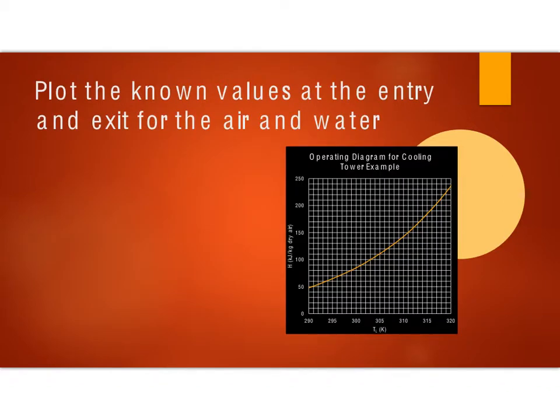So the first step would be to plot the known values at the entry and exit for the air and water. So we have in our problem statement that the water is coming in at 300 Kelvin and is going to leave at 318 Kelvin. So we have those two numbers. We also know that the air is coming in at 303 Kelvin, but its saturation temperature, its wet bulb temperature is 297 Kelvin.